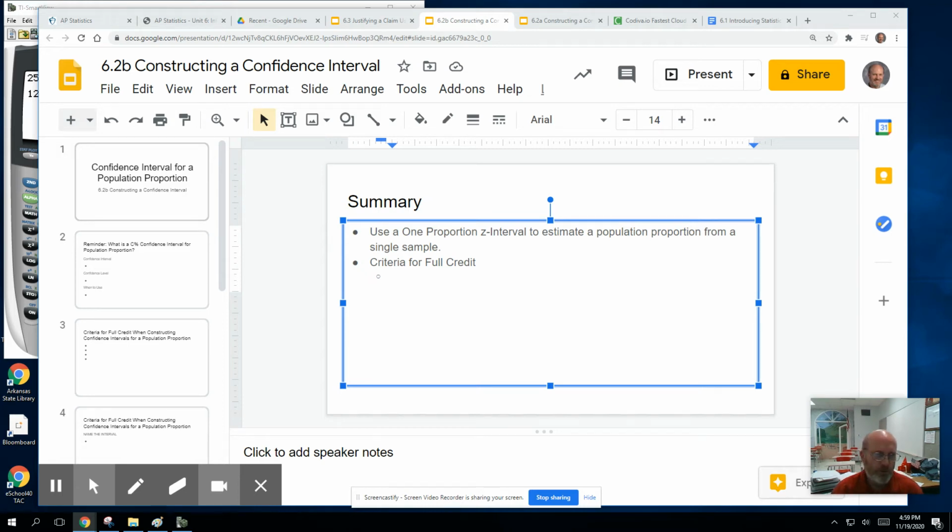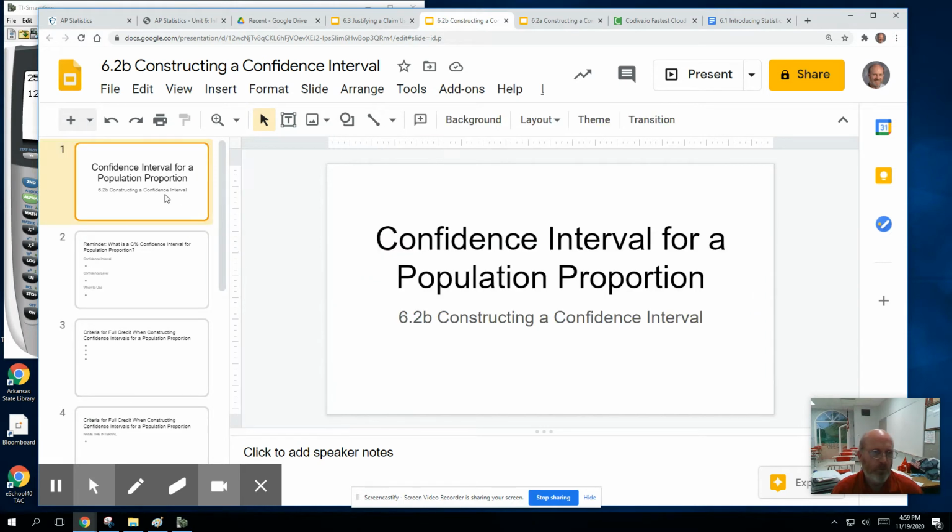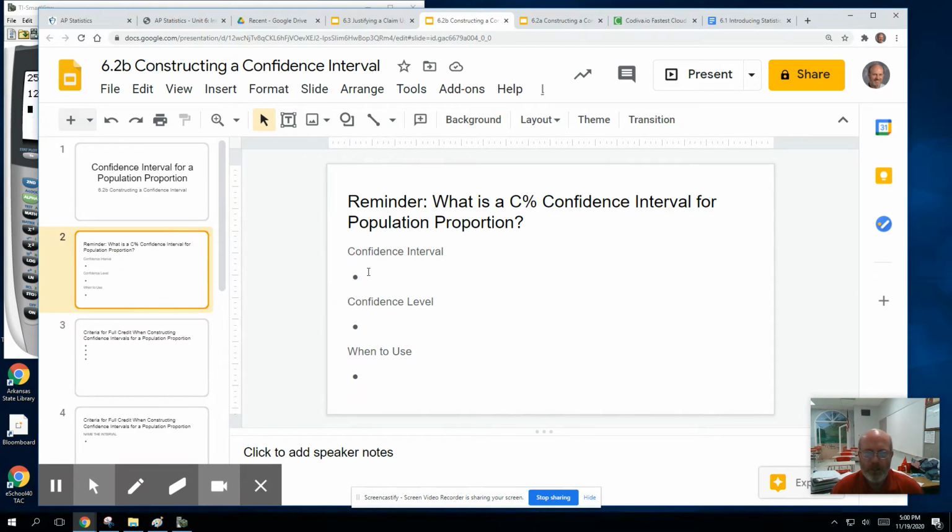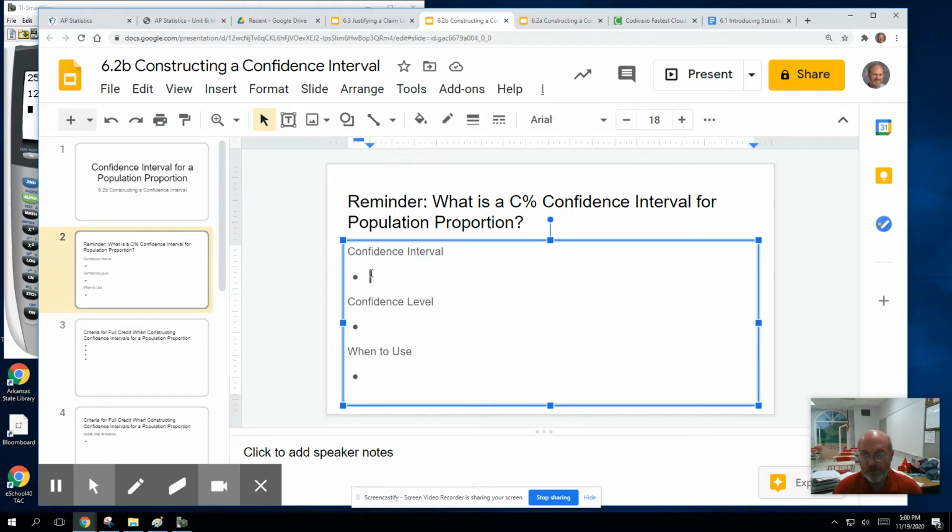Okay, this video is going to continue on 6.2 where we're constructing a confidence interval for a population proportion. Let's go back and look at what we did in the last video. And we asked ourselves, what is a confidence interval for a population proportion? The confidence interval is just an interval with a lower bound and an upper bound. It gives us an estimated range that contains the true population proportion.